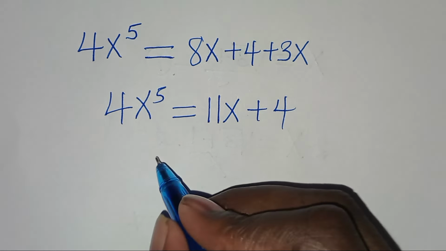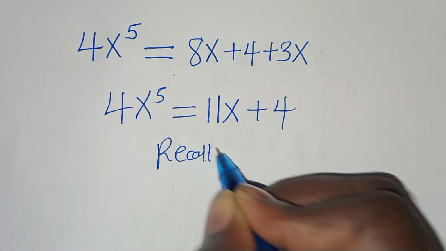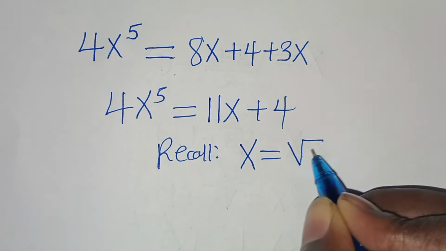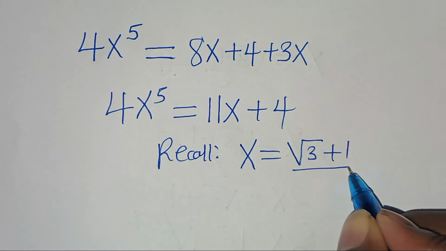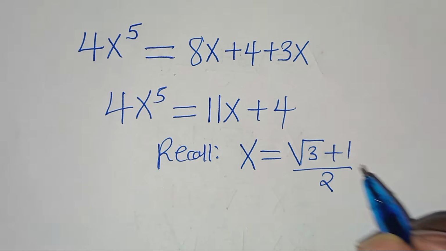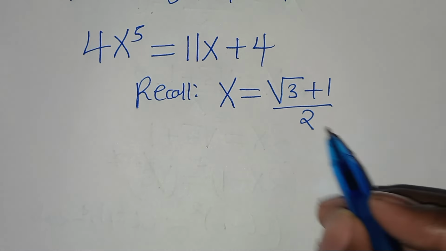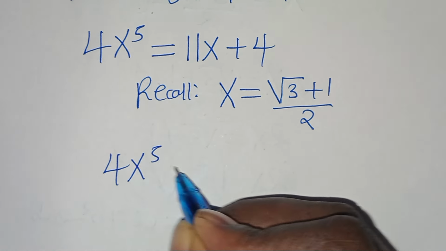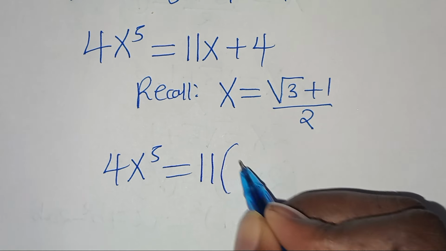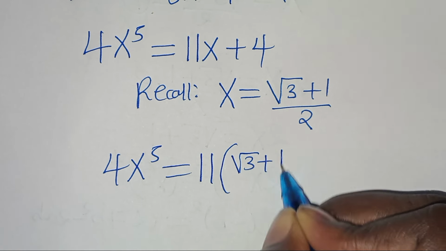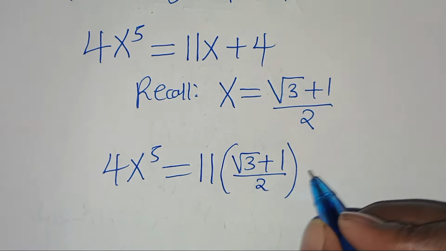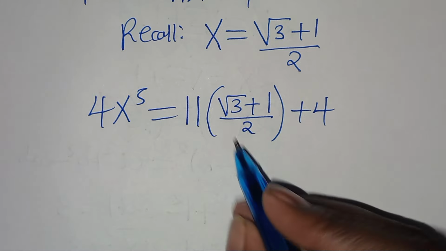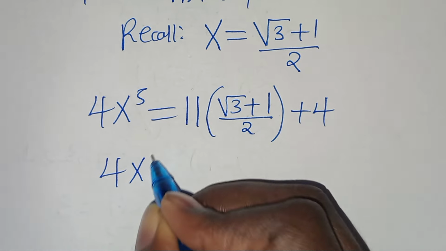Now, if you recall, we are saying that let x be equal to square root of 3 plus 1 over 2. This was equation 1. So that now, let's substitute x with this, so that we have 4x to the power of 5. This is equal to 11 multiplied by square root of 3 plus 1 over 2, then plus 4. So let's open the parentheses here. We have 4x to the power of 5.